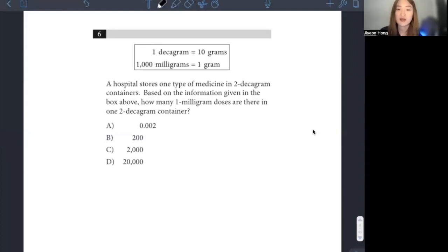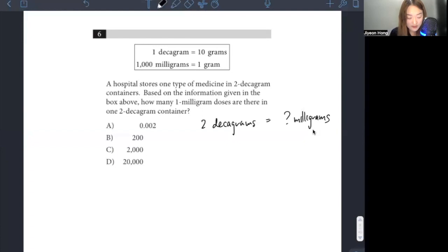But once you recognize that they're trying to trick you in that sense, it should become super easy, because all it's saying is that this hospital stores a medicine in a container that is 2 decagrams, right? But we want to know how many 1 milligram doses fit in 2 decagrams. So the question is, 2 decagrams equals how many milligrams? This is basically the question, but they made it confusing, right? So all we have to figure out or convert is how much 2 decagrams equals in milligrams.